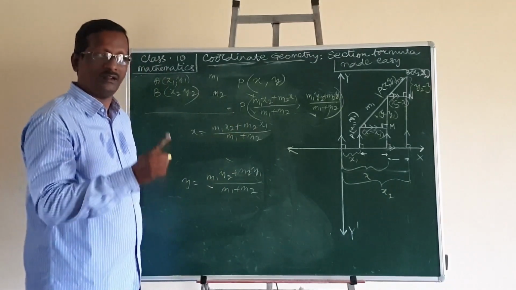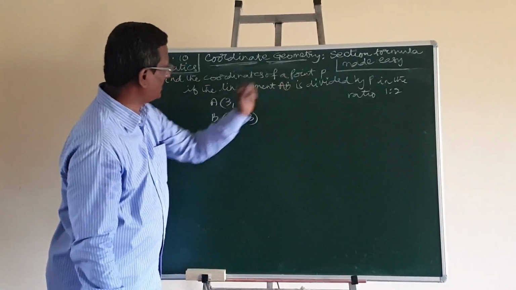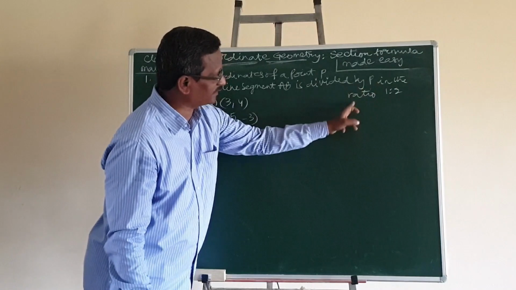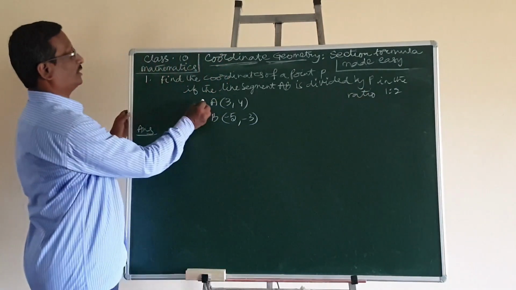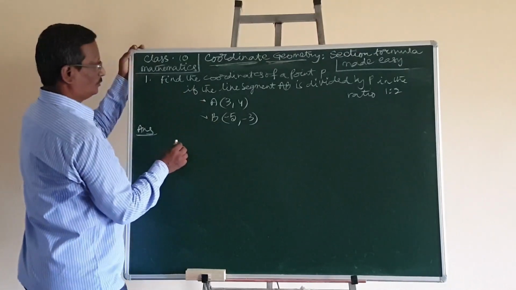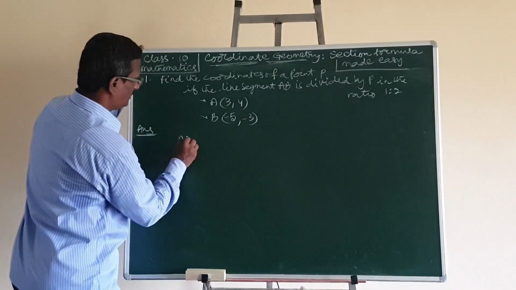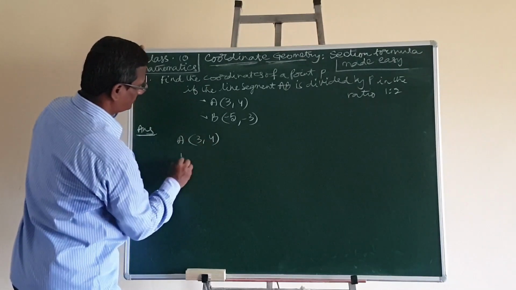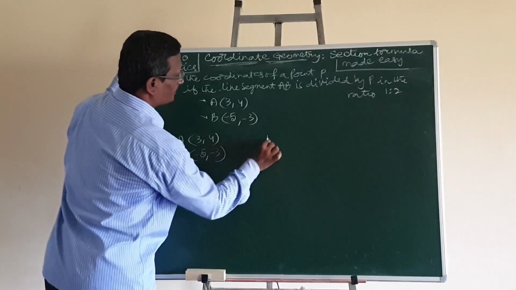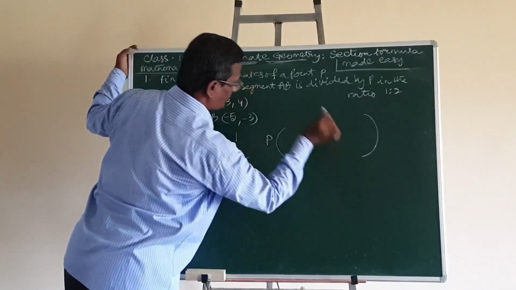Now let's go for one small question. It goes like this. Find the coordinates of point P if the line segment AB is divided by point P in the ratio 1:2. The coordinates of point A and point B are given like this. To find the coordinates of point P, I will write A (3, 4), B (-5, -3), divided by the point P in the ratio 1:2.